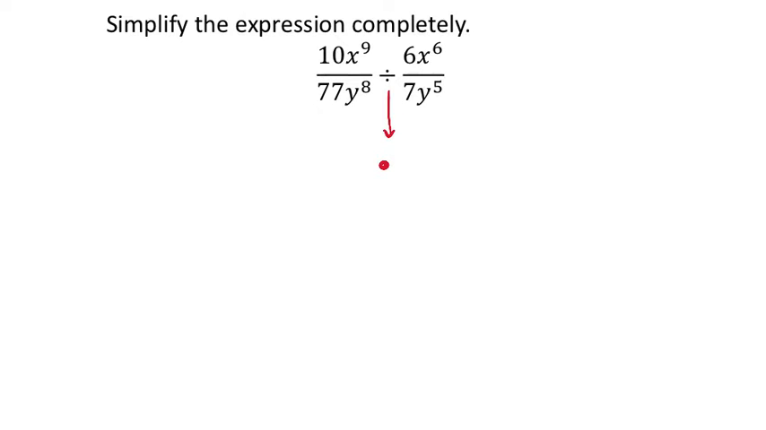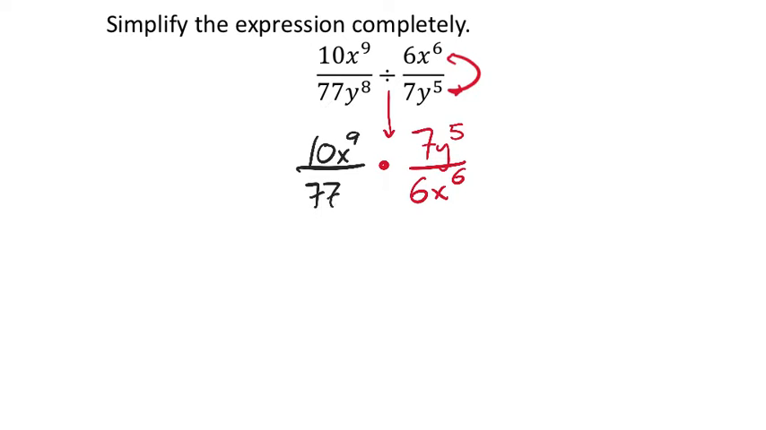I'm going to change it into multiplication, but if I change it into multiplication, I'm going to flip the two fractions, right? So now instead of it being 6 times x to the power 6 over 7y to the 5th, it's now 7y to the 5th over 6x to the 6th. And again, the first fraction doesn't change at all. 10x to the power of 9 over 77y to the power of 8.